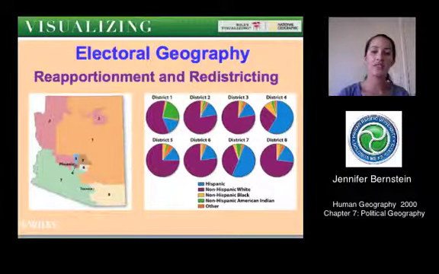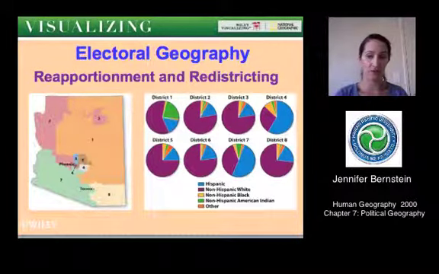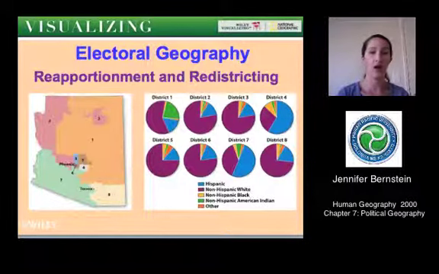So every state is divided into congressional districts, which are represented by a single congressperson. This idea of reapportionment makes sure that each representative speaks for an equal number of people. Redistricting is basically the process of changing congressional districts if the population or demographics of a state change, basically to redraw the boundaries of these different congressional districts.